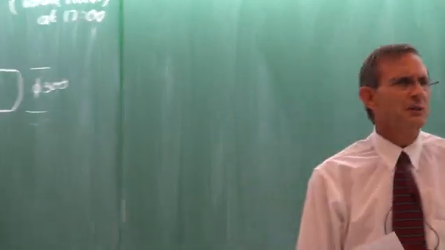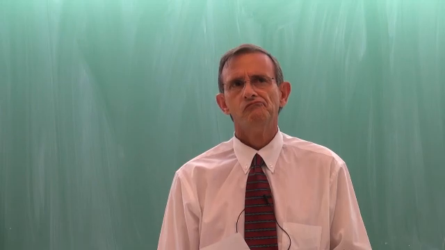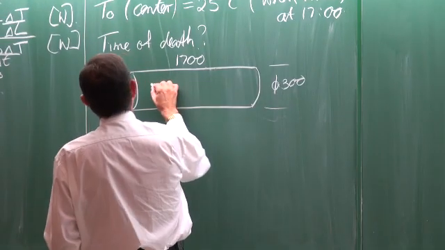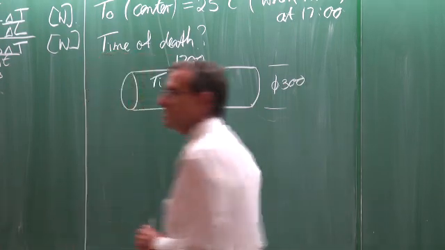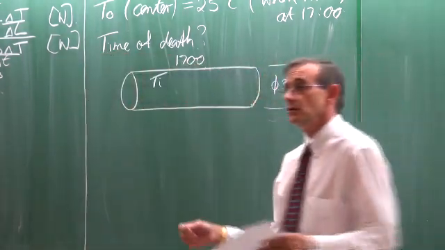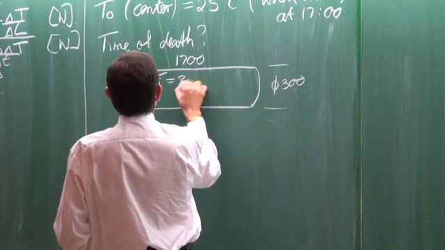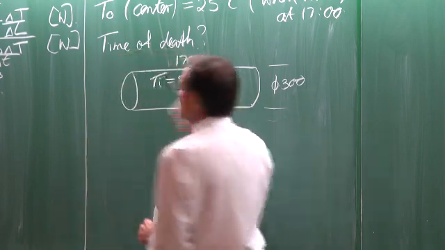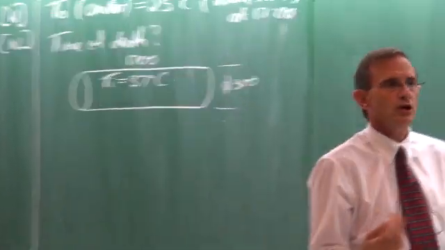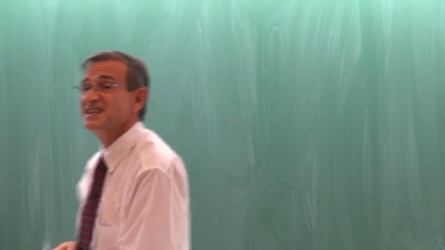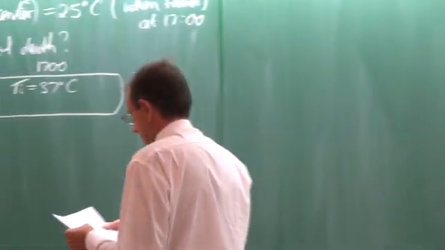What would be the initial temperature of the body? The initial temperature, if the person wasn't really very sick, should be about 37 degrees Celsius. Normal human being, that is your temperature typically, 37 degrees Celsius. So that is Ti.